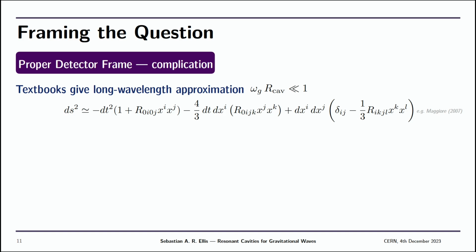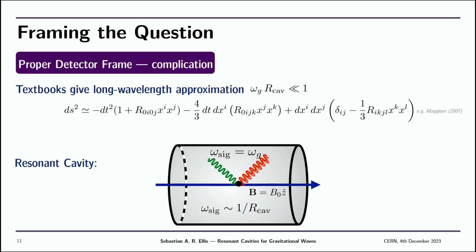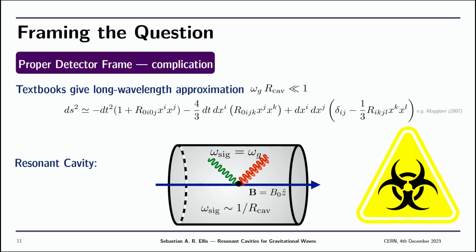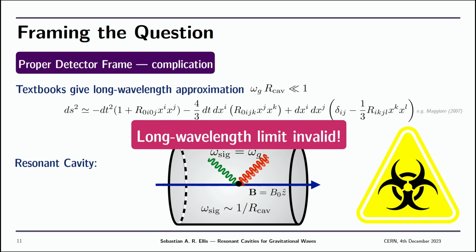So this is not the appropriate thing to do when I'm using an experiment with a resonant cavity with a static background magnetic field. Because, of course, my signal frequency has to be equal to my gravitational wave frequency for the signal to be resonant. And those of you who remember your Jackson will recall that omega signal is of order 1 over the length of the cavity. So clearly, I'm not in the omega_g times the cavity length much less than 1 approximation. So this has a clear sort of biohazard warning attached to it. And we recognize that the long wavelength limit is not valid in this situation.